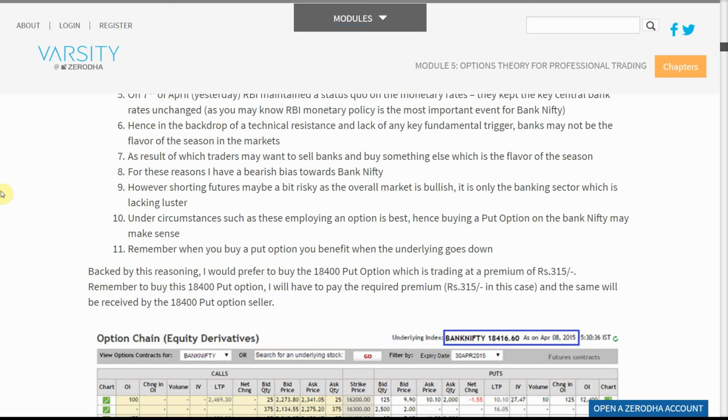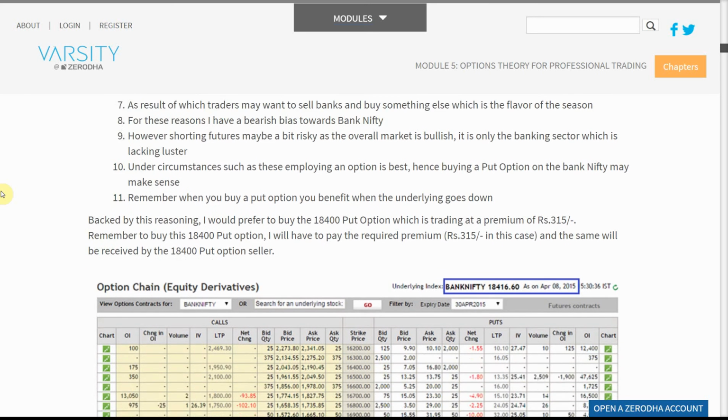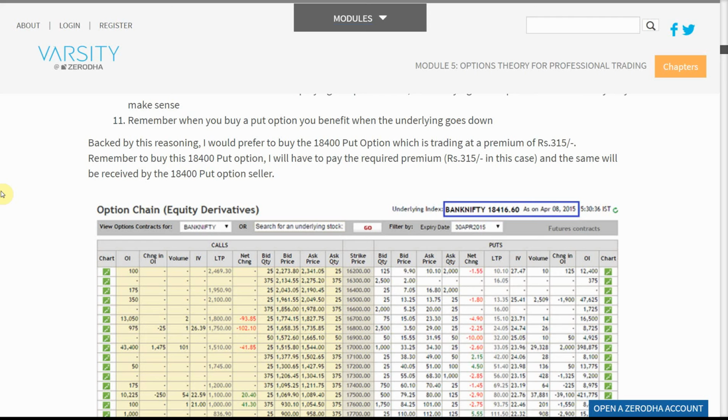Hence, buying a put option on the Bank Nifty may make sense. Remember, when you buy a put option, you benefit when the underlying goes down. Backed by this reasoning, I would prefer to buy the 18,400 put option, which is trading at a premium of 315 rupees per. Remember, to buy this 18,400 put option, I will have to pay the required premium, 315 rupees per in this case, and the same will be received by the 18,400 put option seller.